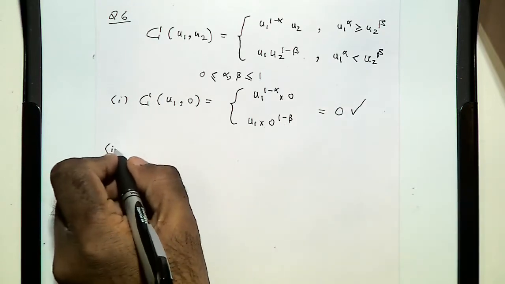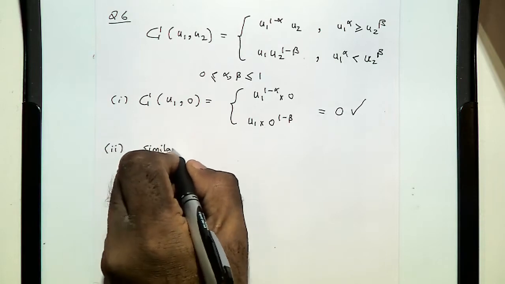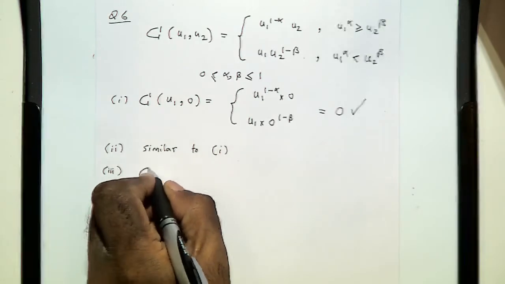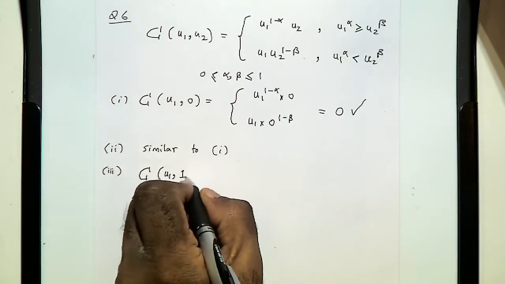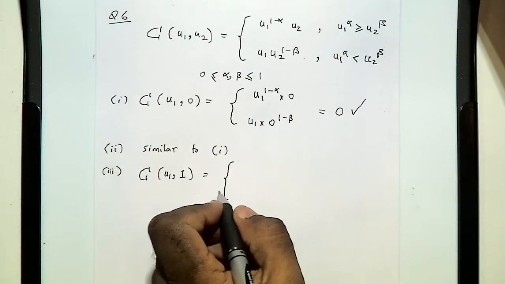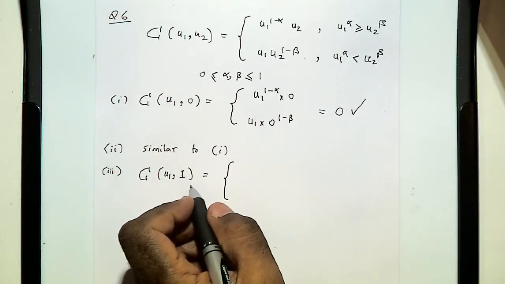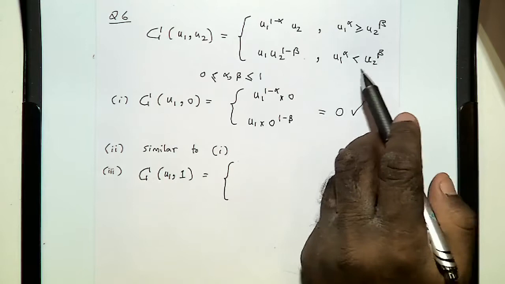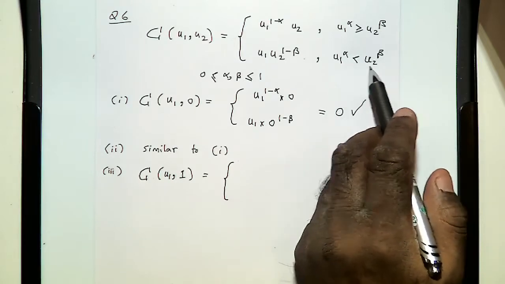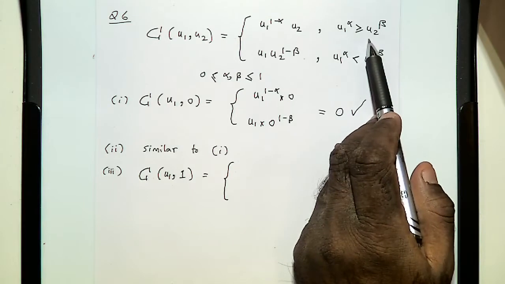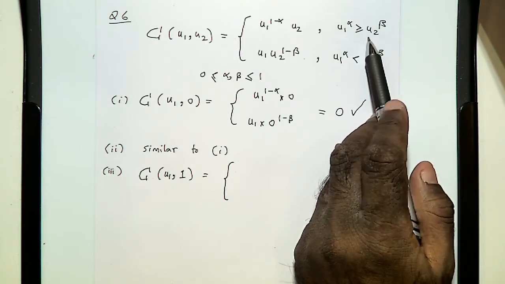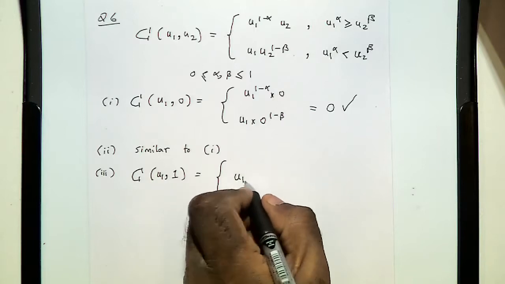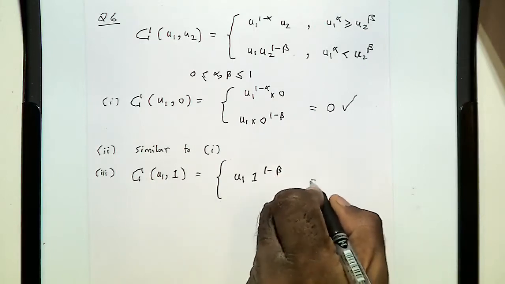And part 2 is similar to part 1. Part 3, you put u2 equal to 1. So if you put u2 equal to 1, it can only be, because if u2 is 1, then the only condition that can be satisfied is this. If this condition will not be satisfied. You know what I'm saying? You follow? Only this condition will be satisfied, so this will be equal to u1 times 1 to the power 1 minus beta, which is u1.